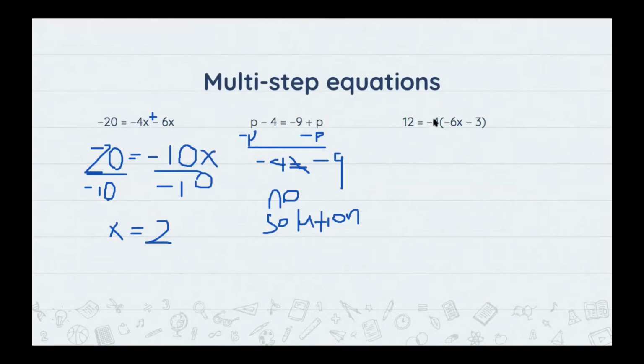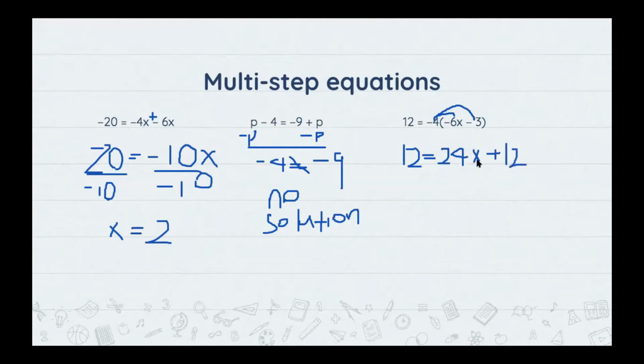Alright, so distribute. What do you get when you distribute negative 4 to negative 6? 24. Positive. Oh, what's missing? Oh yeah, x. Negative 4 times negative 3? 12.